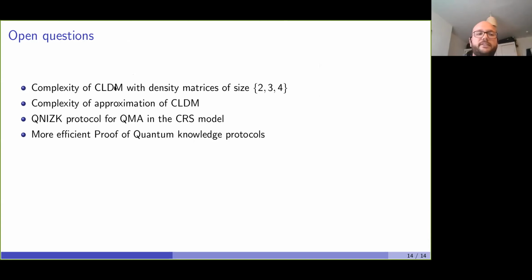The first one is that we showed that CLDM is hard when you consider 5-qubit density matrices. So it's still open. We have QMA-hardness under Turing reductions, but we don't know if it is also QMA-hard with Karp reductions when the density matrices have size 2, 3, and 4.